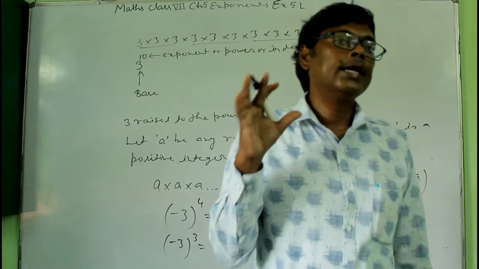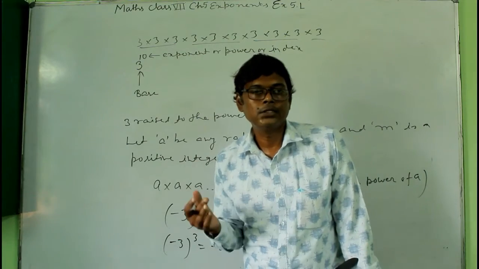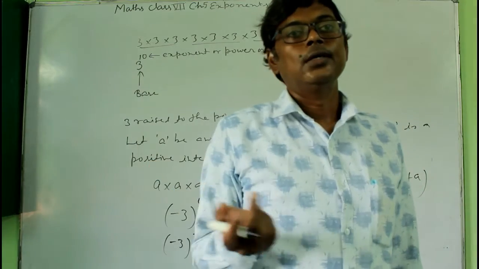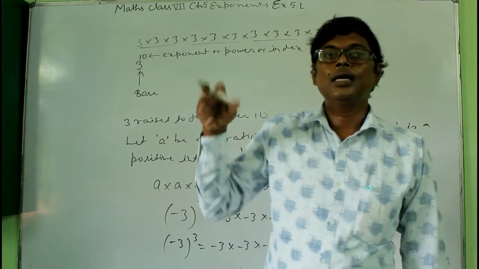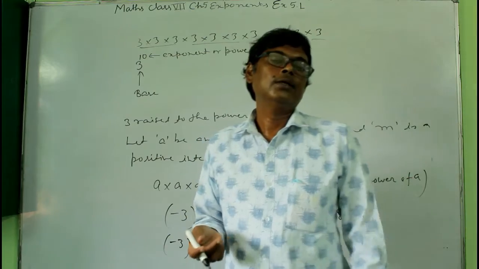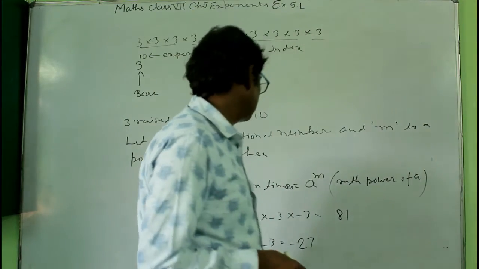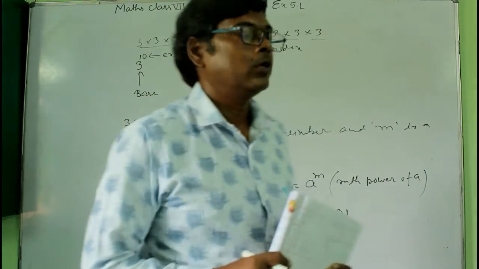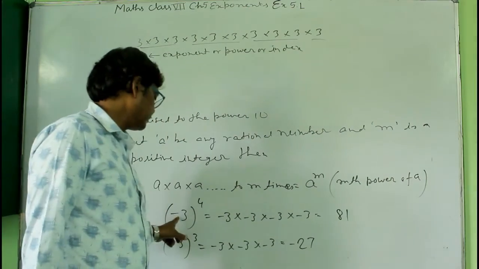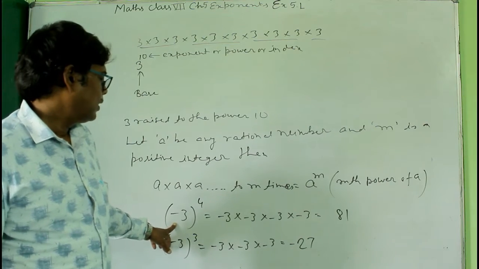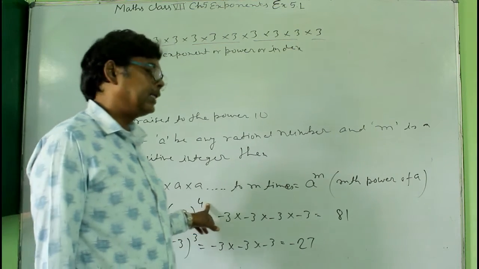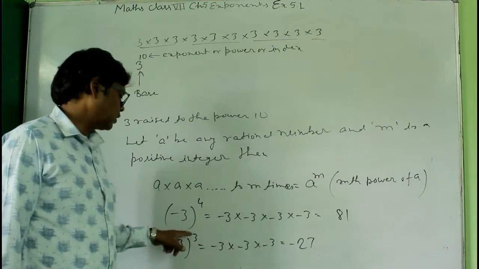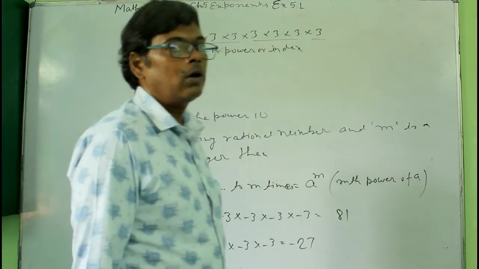So you will get the answer negative or positive depending on the exponent. If the base is negative and the exponent is an odd number, then the answer will be negative. And if the base is negative and the exponent is even, then the answer will be positive. You see here the base is minus 3 and the exponent is 4, an even number, so the answer is positive. If the base is negative and the exponent is odd, the answer will always be negative.